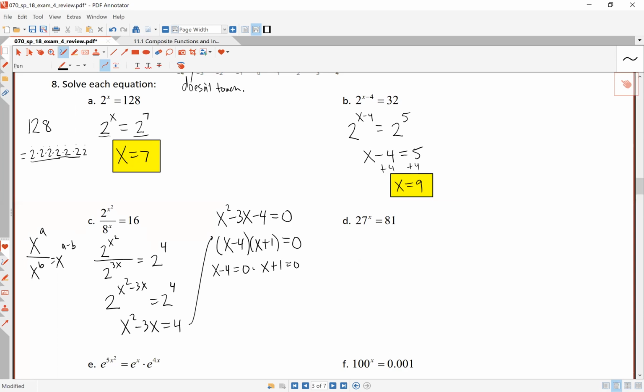Letter D, 27 and 81 are both base 3. So this is 3 cubed, so 3 to the 3x, and 81 is 3 to the 4th power. So we drop those bases, and we get 3x equals 4, or x is equal to 4/3.